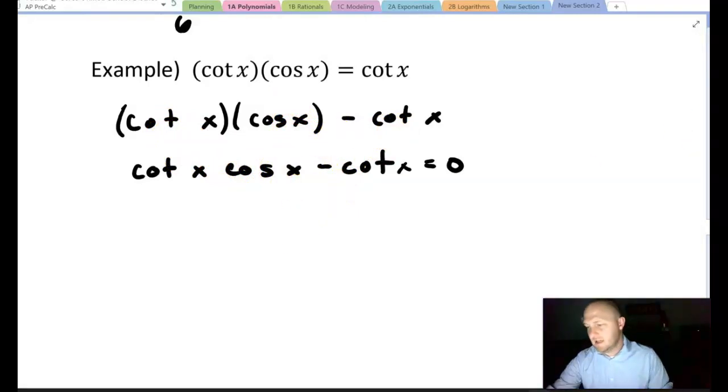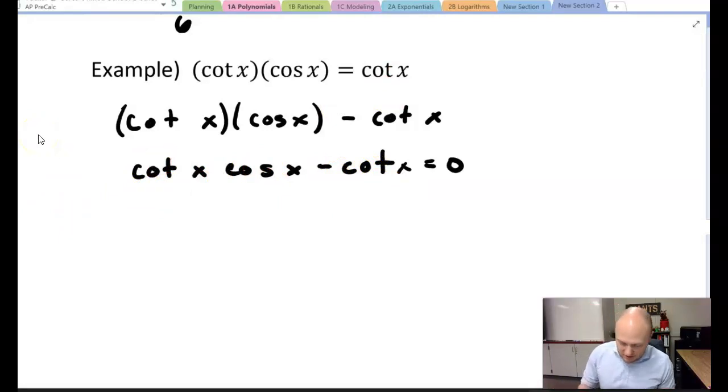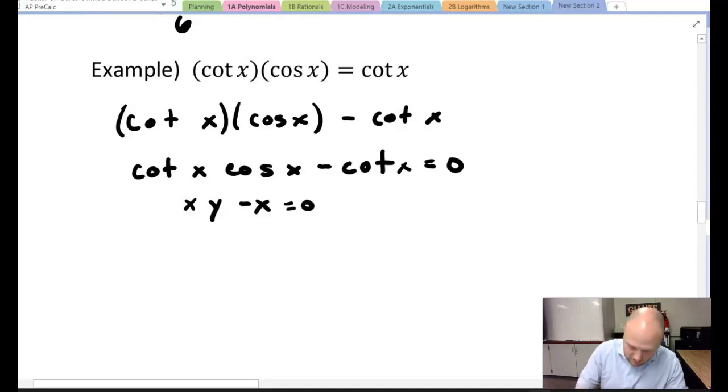And, ooh, there's the lights. So how we're going to solve this is I need to pull this cotangent away from this function. So I'm going to factor out a cotangent. And I want you to see this kind of structure. If cotangent was an x and cosine was a y, we have this structure here. Let me put this in red. Maybe you should see this structure.